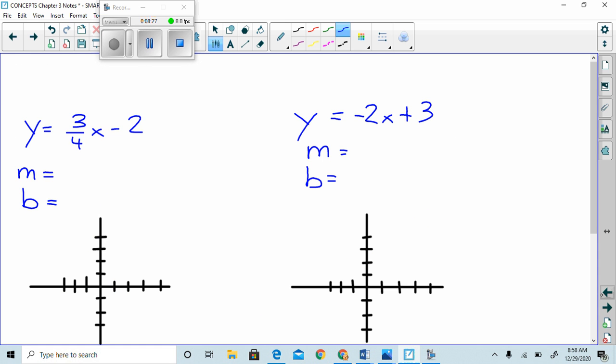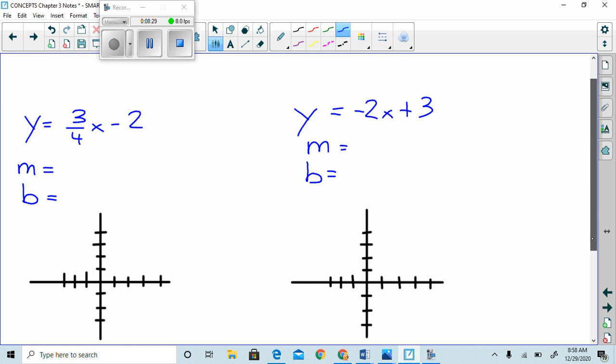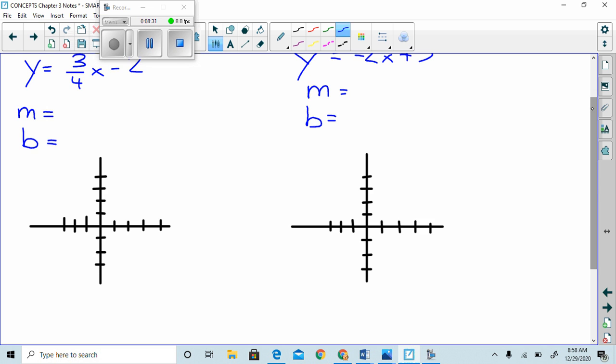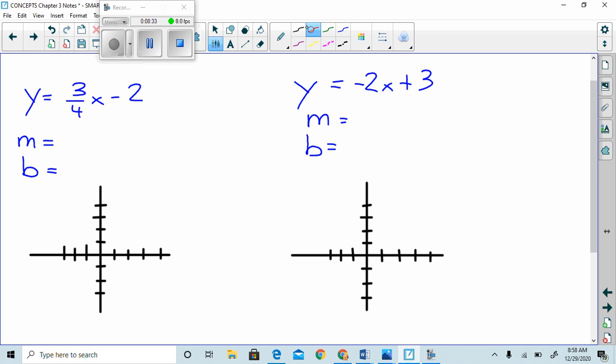Let's do another example or two. In my next one, again, I like to identify my slope. My slope is a 3 over 4 ratio. My b, or y-intercept, is negative 2. Start graphing with your y-intercept, negative 2. Go up 1, 2, 3, and over 1, 2, 3, 4. And connect the points. Slope positive, it goes up and over.